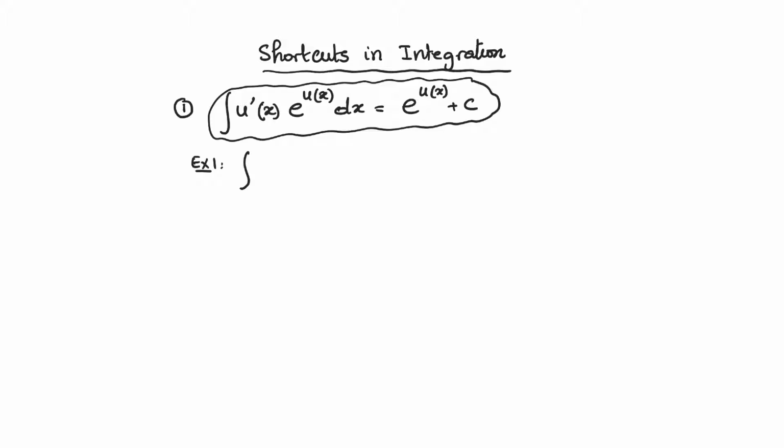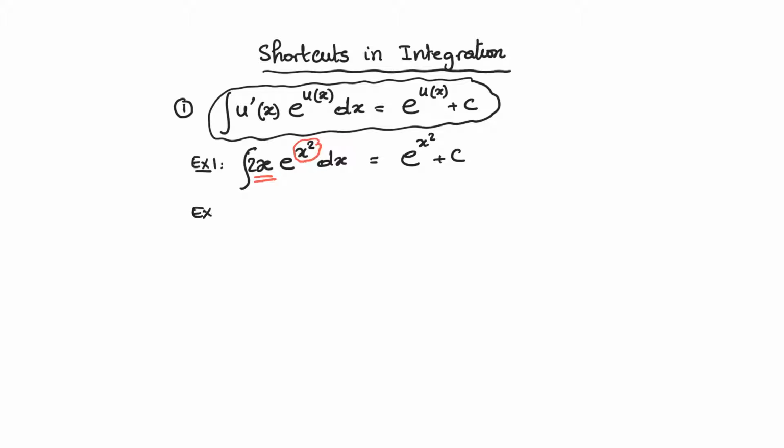Let's say I want to evaluate 2x e to the x squared dx. Let me put it 2x here for the moment. And I want to evaluate this integral. Obviously, the derivative of this x squared is the 2x. So it's exactly of the required form. So the answer is just e to the x squared plus a constant.